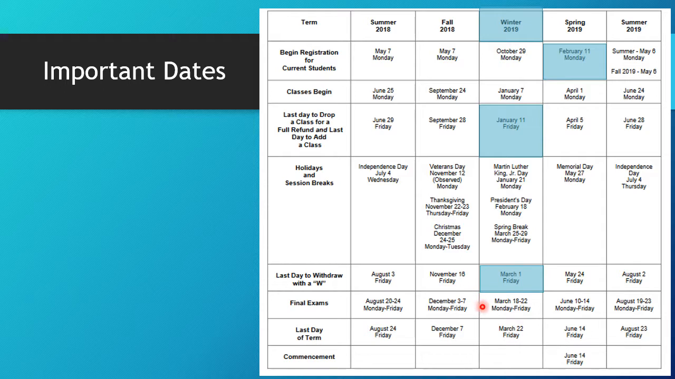The last day to withdraw with a W in the class is Friday, March 1st. We have our final exams this week, March 18th through the 22nd, and the last day of the term is technically March 22nd, but if you look at the due dates in the course, your final is actually due on March 21st. So those are the main dates for this course to keep in mind, and don't forget that on Monday, February 11th, you can start registration for spring term.